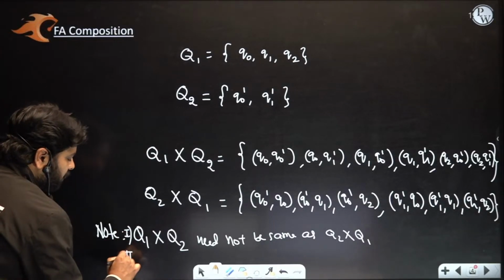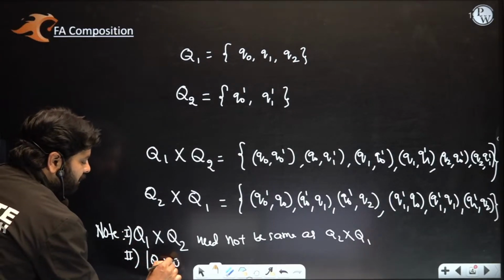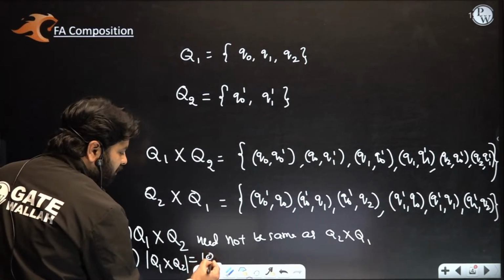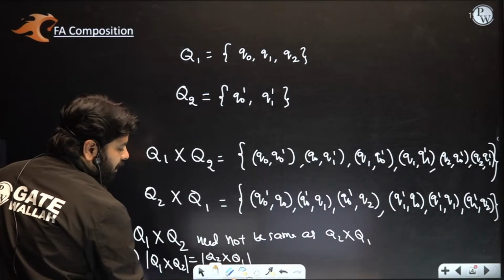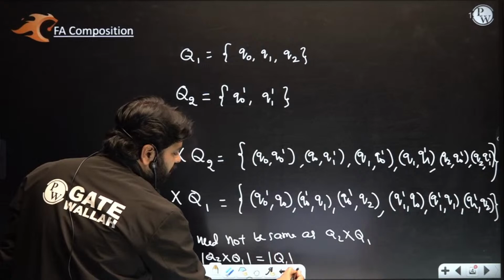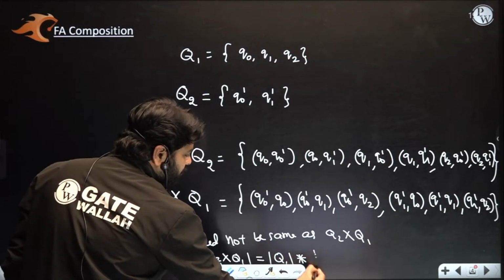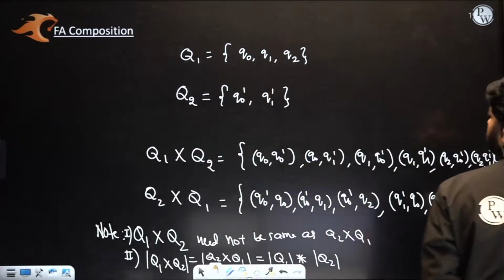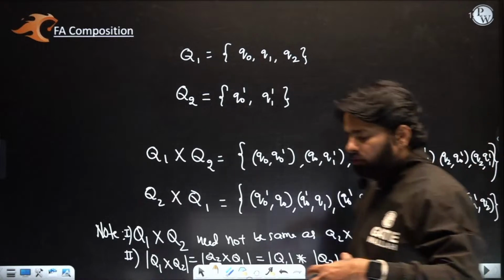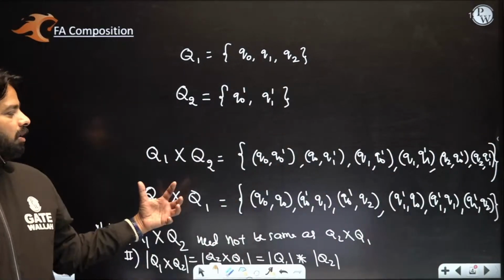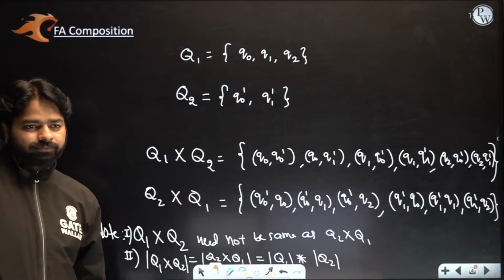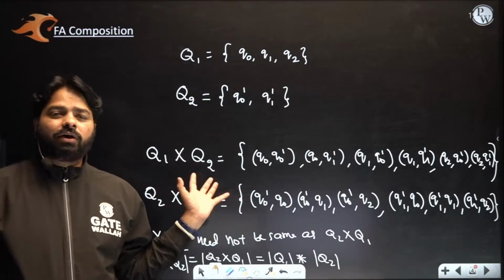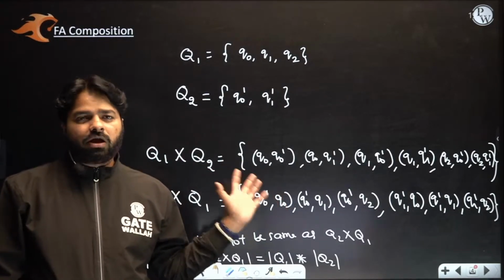And the second note: the size of Q1 cross Q2 is definitely equal to the size of Q2 cross Q1, and that's equal to the size of Q1 multiplied by the size of Q2. Is it correct? This is called the composition of two sets, the Cartesian product of two sets. Using this composition principle, we are going to apply it to DFAs or finite automata.